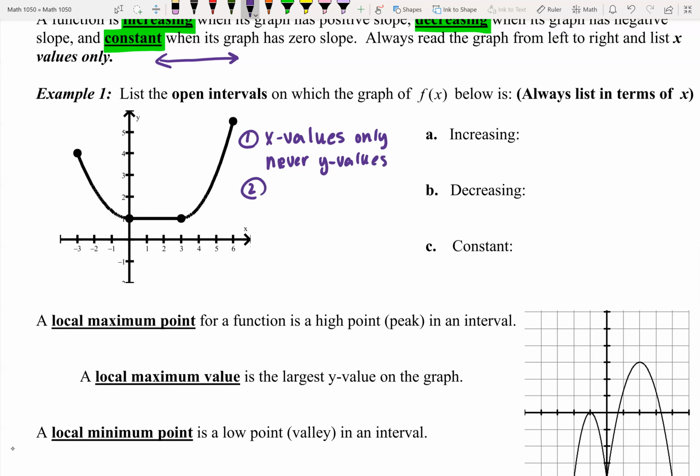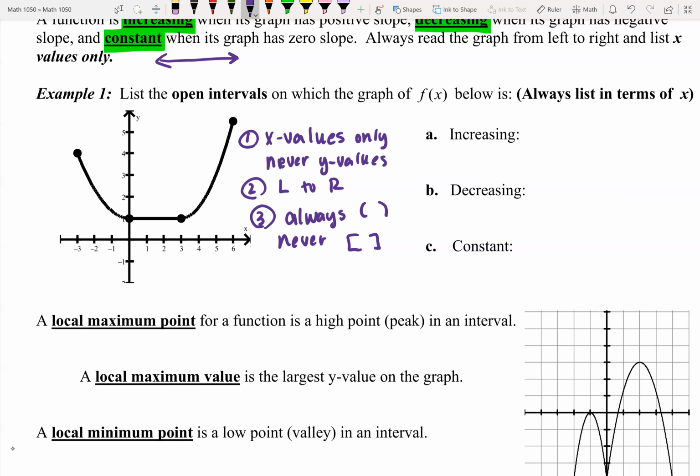The second thing is you go from small to large. Well, if we're talking about X values, that's the left. So we go from left to right. And then the third thing you have to remember is that you always use parentheses. You never use brackets. Okay?